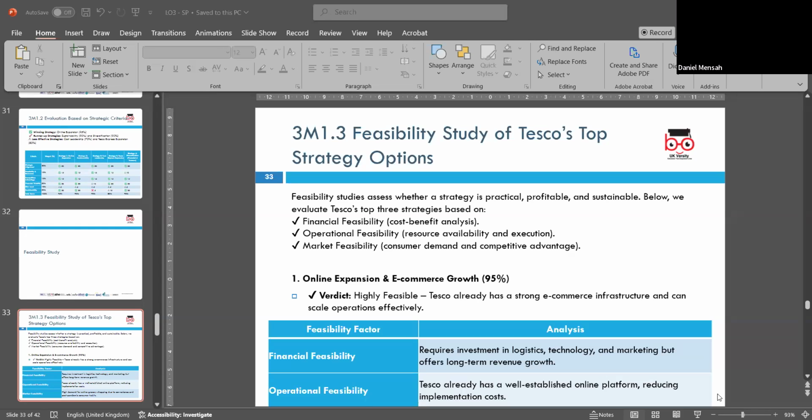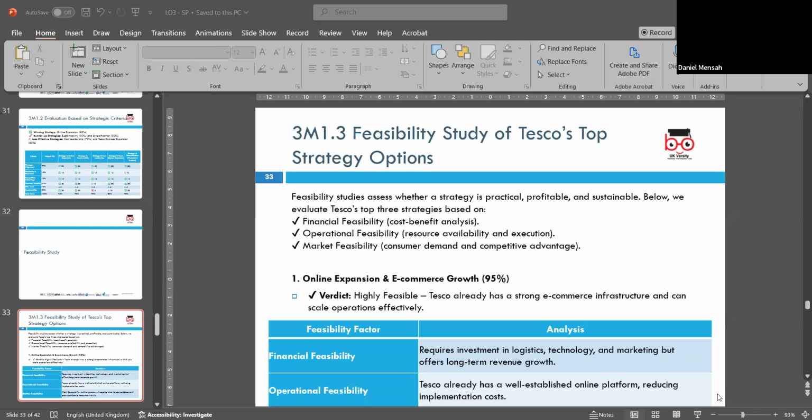Then operational feasibility. This looks at whether the business has the necessary resources, in terms of staff, equipment, and technology, to carry out the strategy. If the resources are not there, then it is a futile option. It also evaluates whether the business can manage the day-to-day execution of the strategy effectively. The last phase is market feasibility.